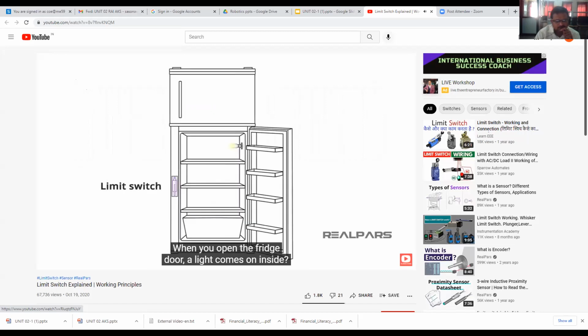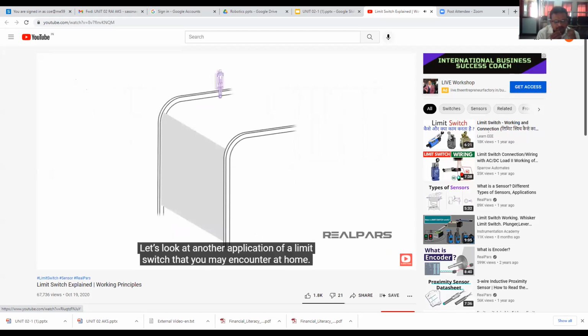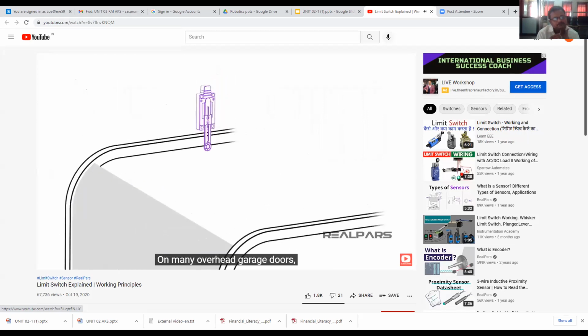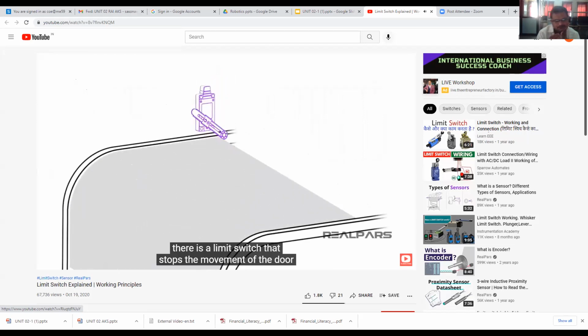When you open the fridge door, a light comes on inside. How does that happen? Yes, you guessed it. A limit switch is used to detect if the fridge door is open or closed. Let's look at another application of a limit switch that you may encounter at home. On many overhead garage doors, there is a limit switch that stops the movement of the door when it reaches its fully open position.